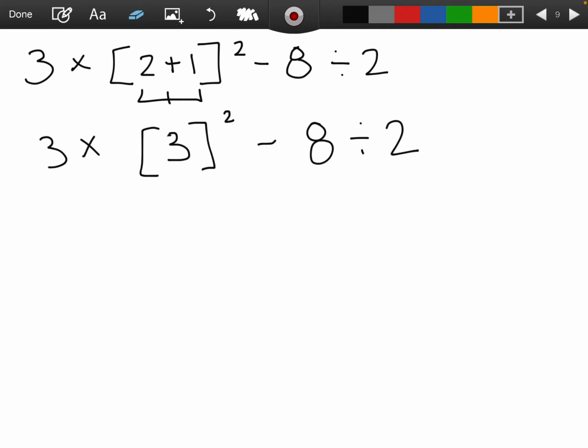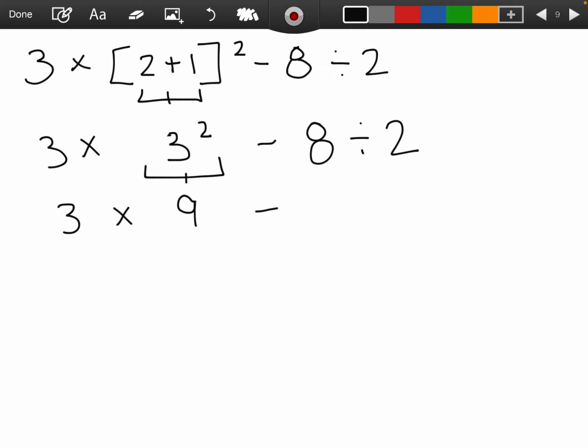actually I'm just going to take off the brackets just so we know, and I'm going to write the 2 here. Okay, so we have 3 times 3 squared minus 8 divided by 2. So we don't have any parentheses or brackets anymore, so we move on to exponents and roots. We do have one exponent, so let's simplify that. 3 squared, 3 times 3 is 9.